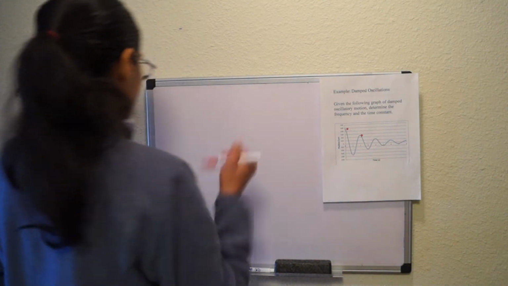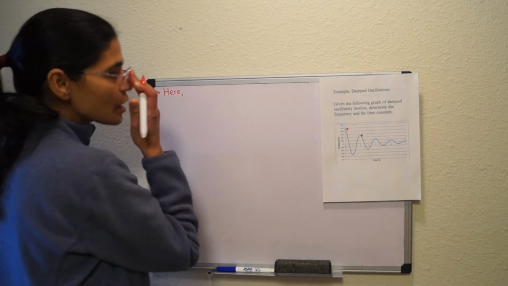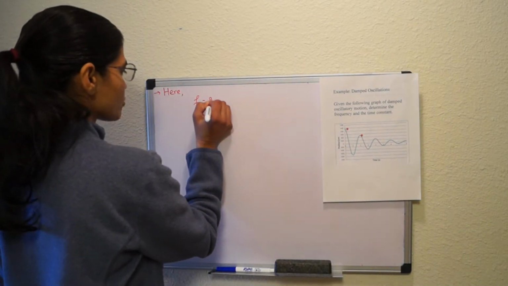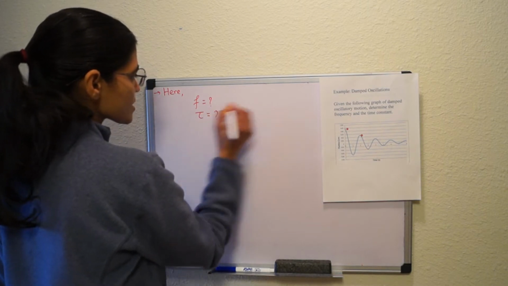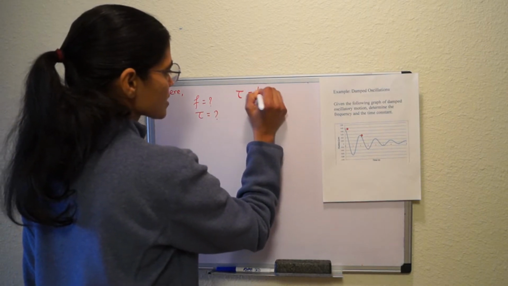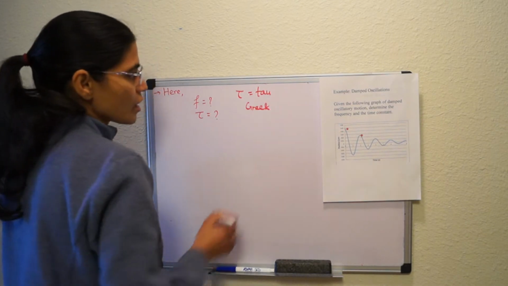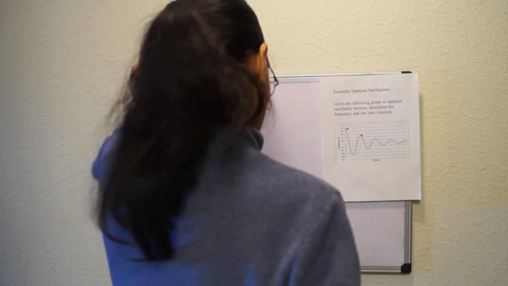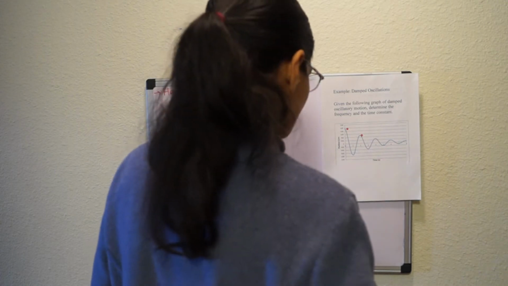Given the following graph of damped oscillatory motion, determine the frequency and the time constant. So we are asked what f is equal to, and what tau, the time constant, is. This thing is called tau, a Greek letter. So we are supposed to find the frequency, and we are also supposed to find tau.